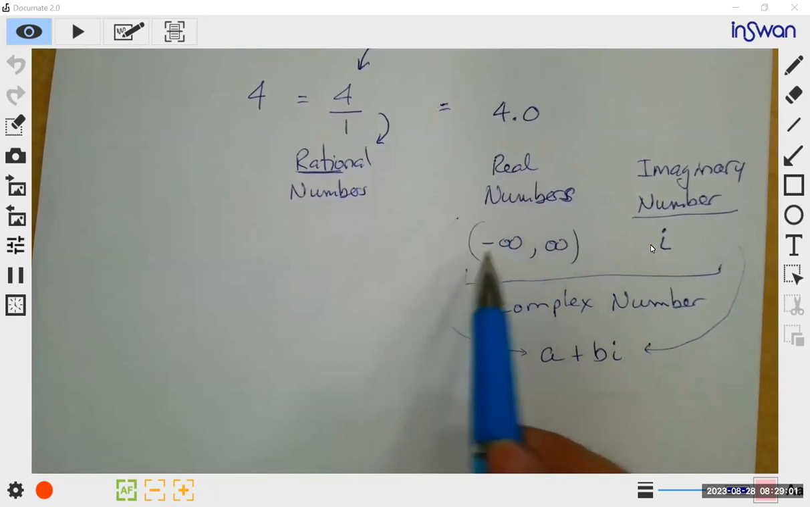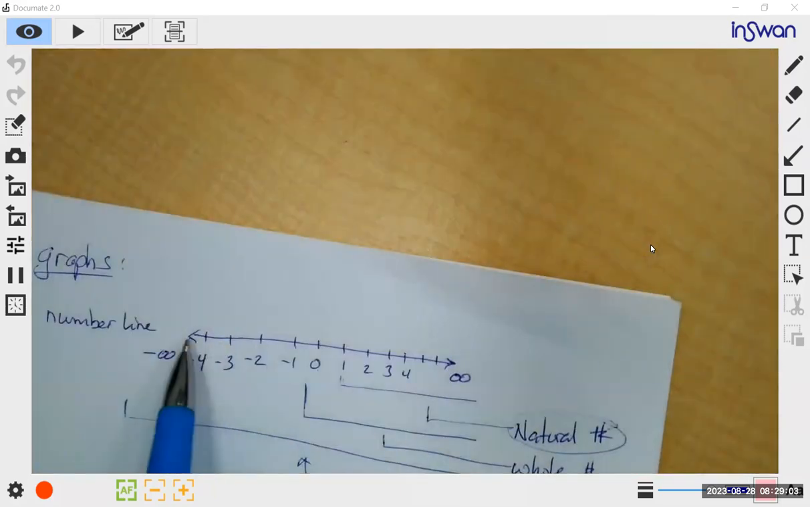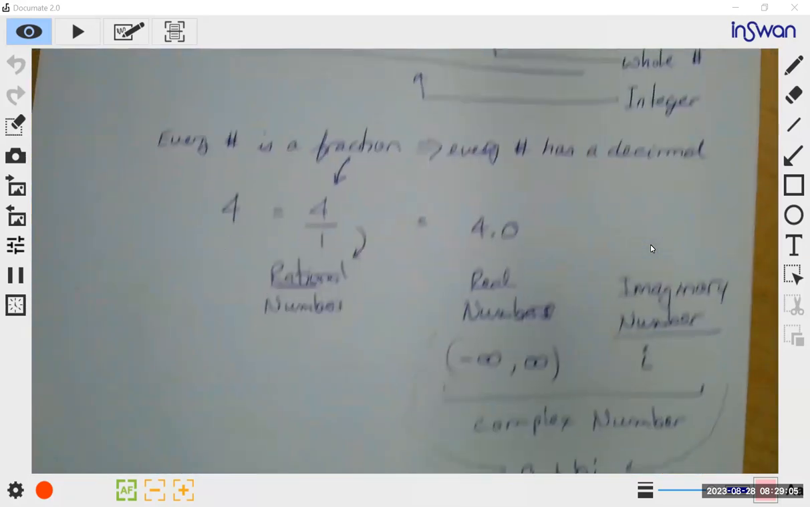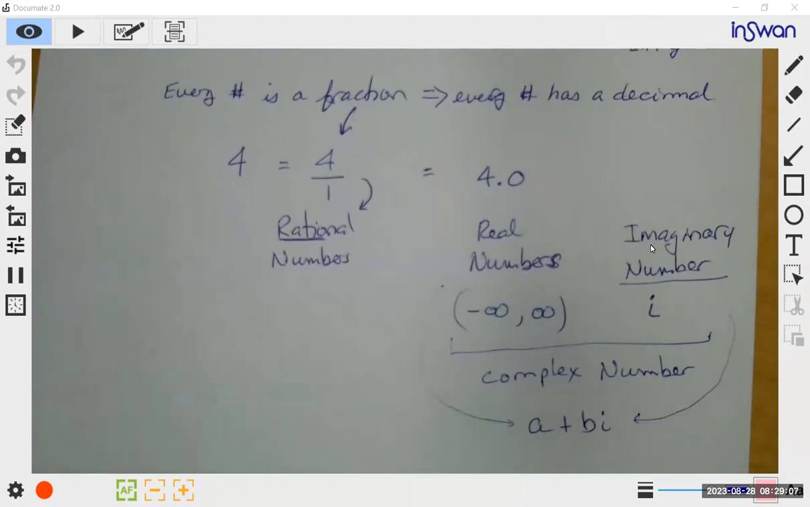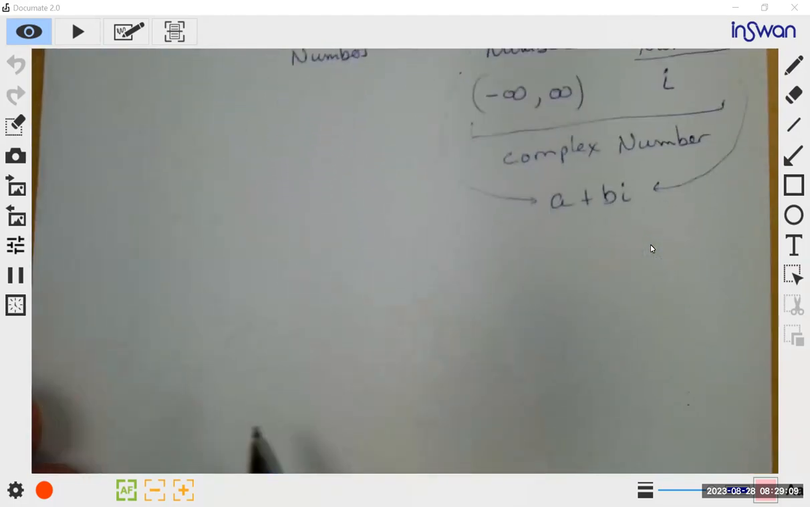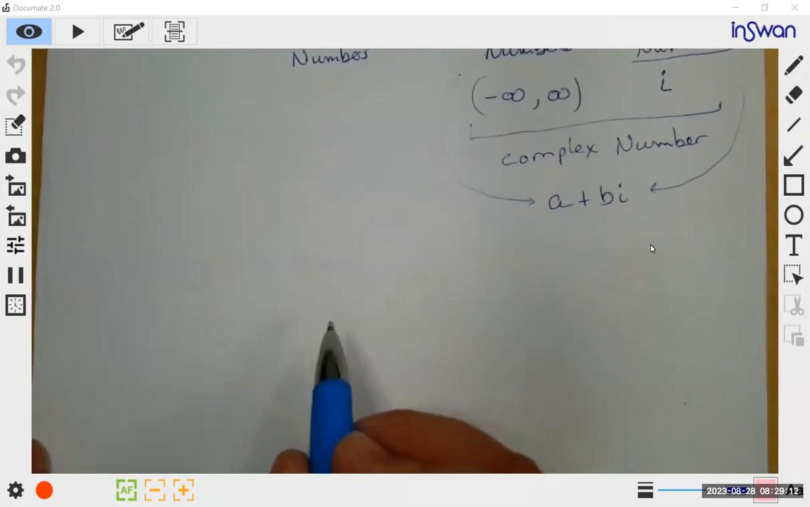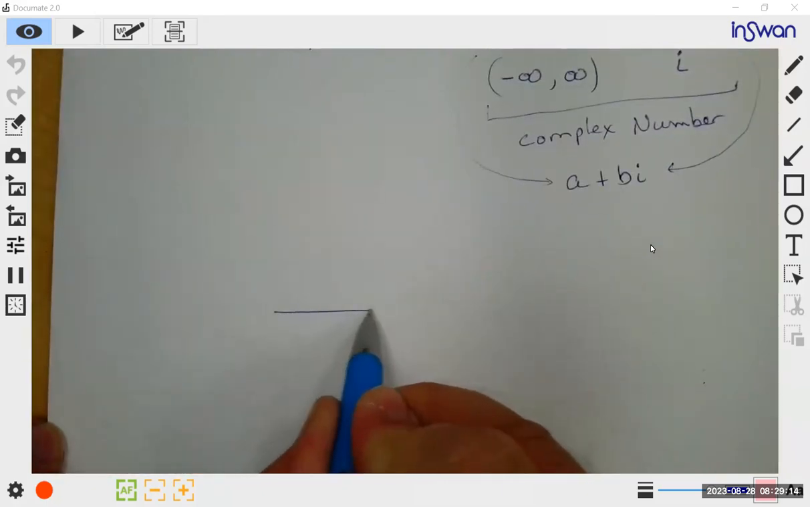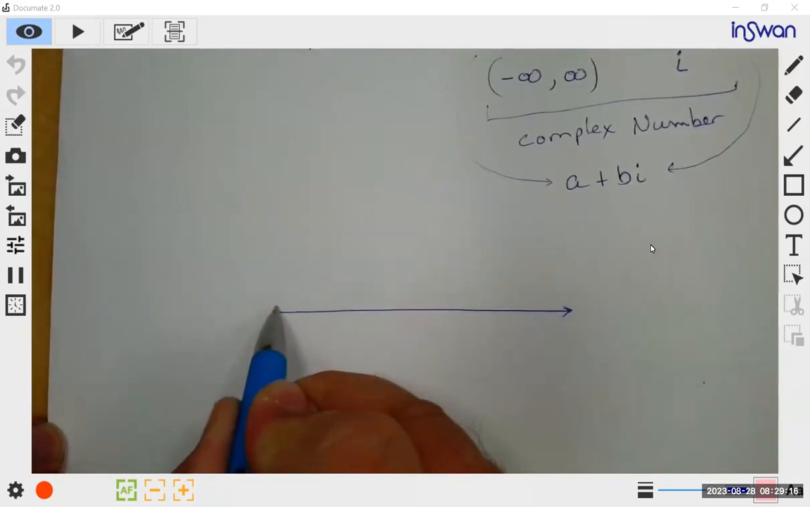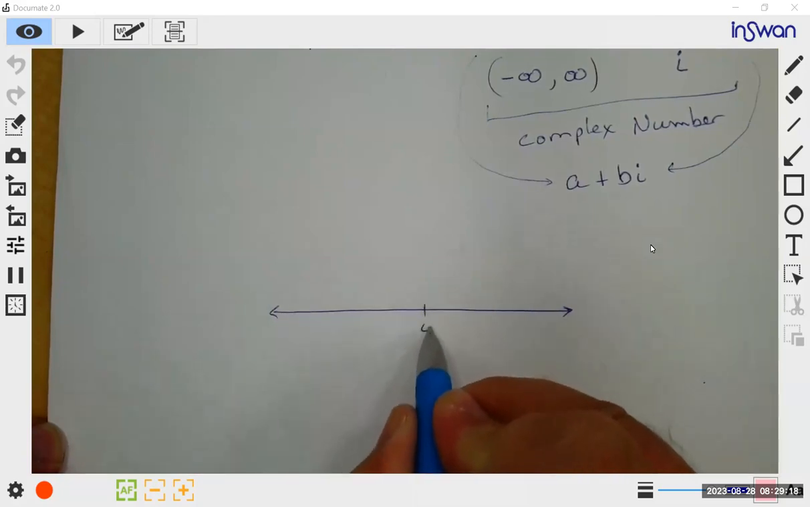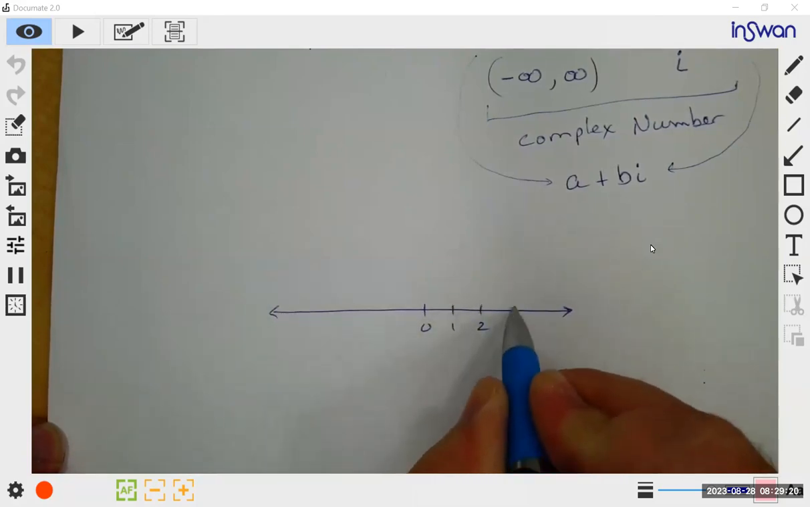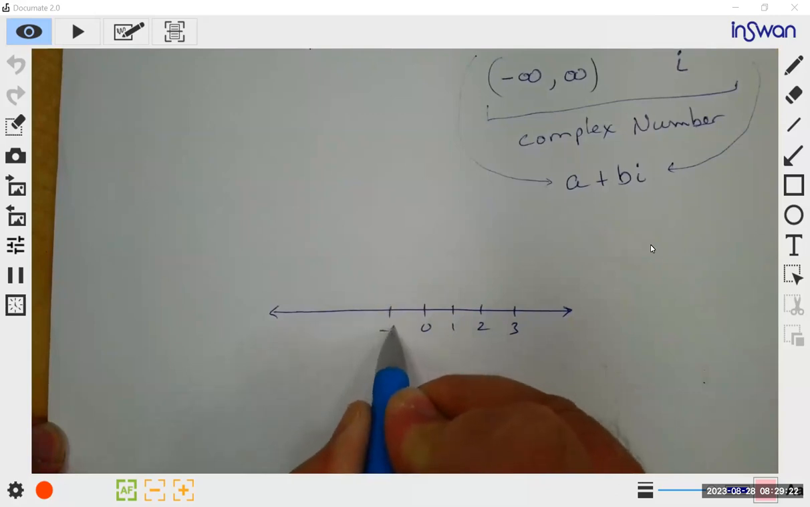So real numbers, we can graph that. So that's the reason we have this number line. Number lines are made up of real numbers. So let's move on from there. So we have a number line where zero is in the middle, positives to the right, negatives to the left.